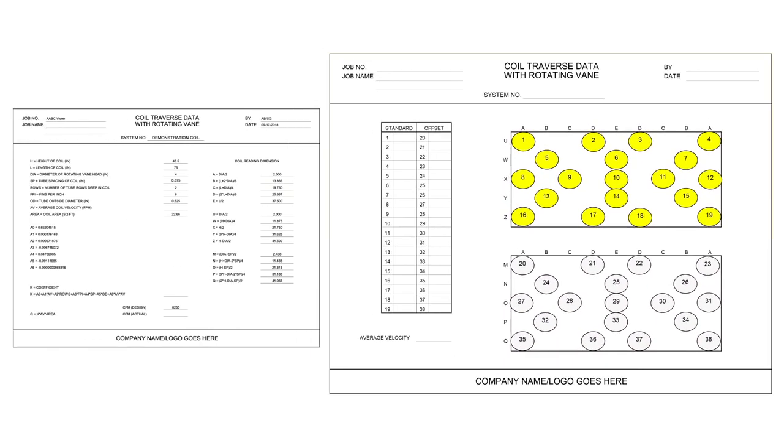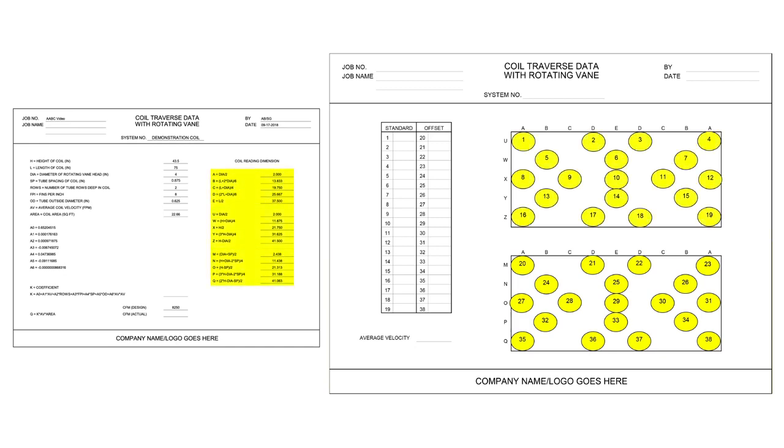On page 1, the coil reading dimensions A through E and U through Z automatically calculate the standard velocity reading locations. The diagram on page 2 in the top rectangle with ovals labeled 1 through 19 indicates the intersections of the standard velocity reading locations. On page 1, the coil reading dimensions A through E and M through Q automatically calculate the offset velocity reading locations. The diagram on page 2 in the bottom rectangle with ovals labeled 20 through 38 indicates the intersections of the offset velocity reading locations.